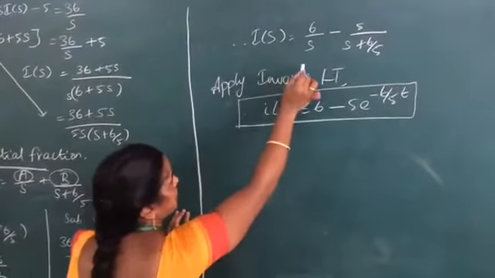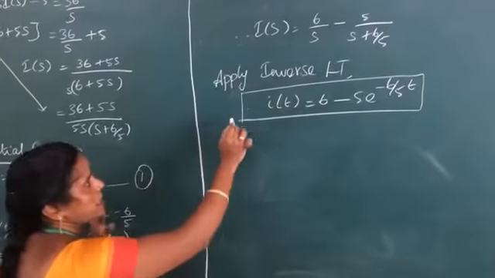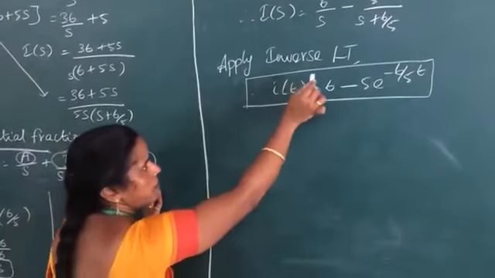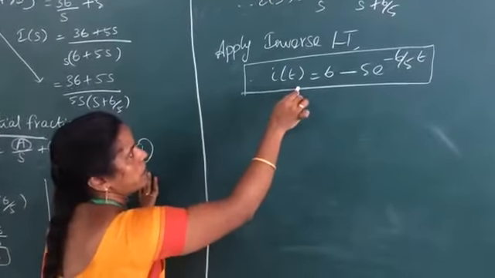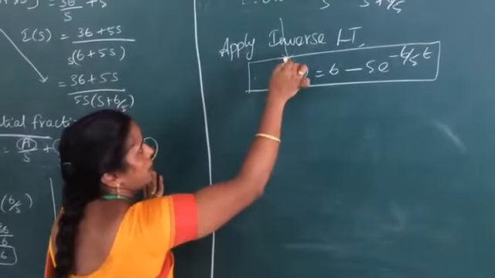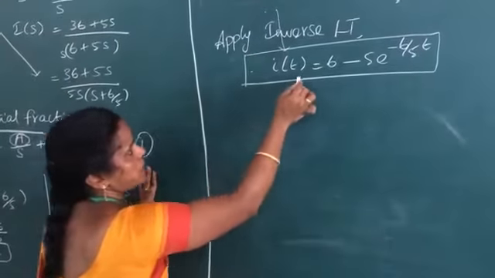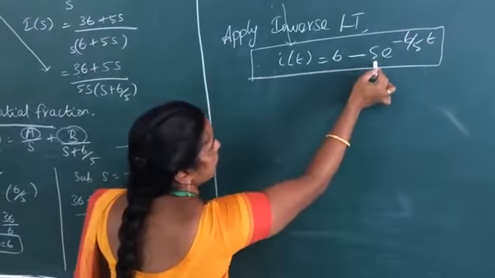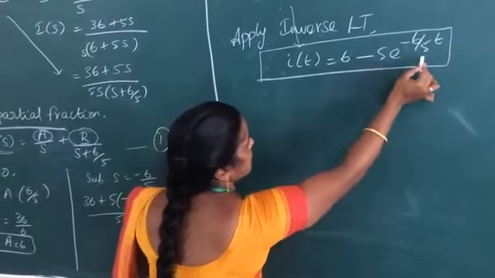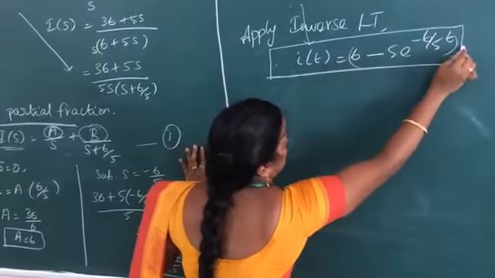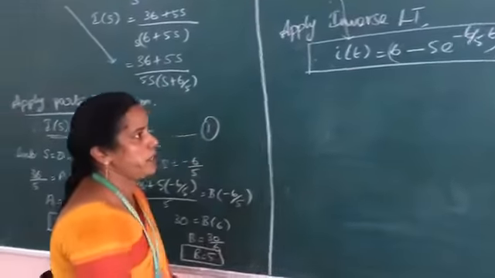So after finding the value for I of s, the last step is we are going to apply inverse Laplace transform. After finding the inverse Laplace transform, I of s is transformed as I of t, that is equal to 6 minus 5 into e power minus 6 by 5 t ampere. So this is the current flowing through the circuit.